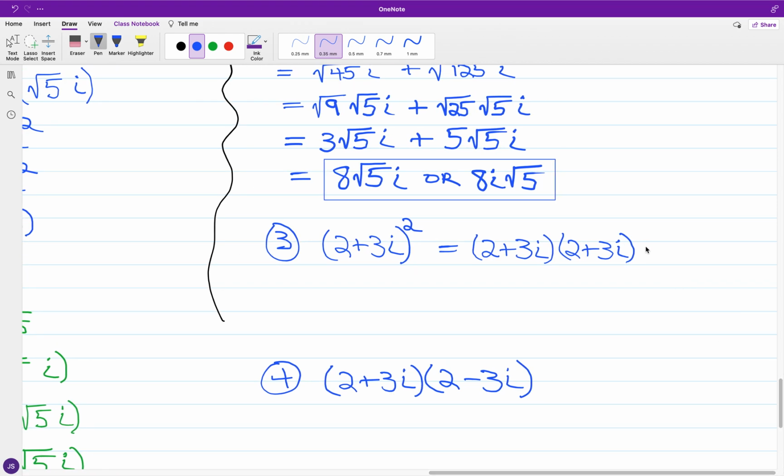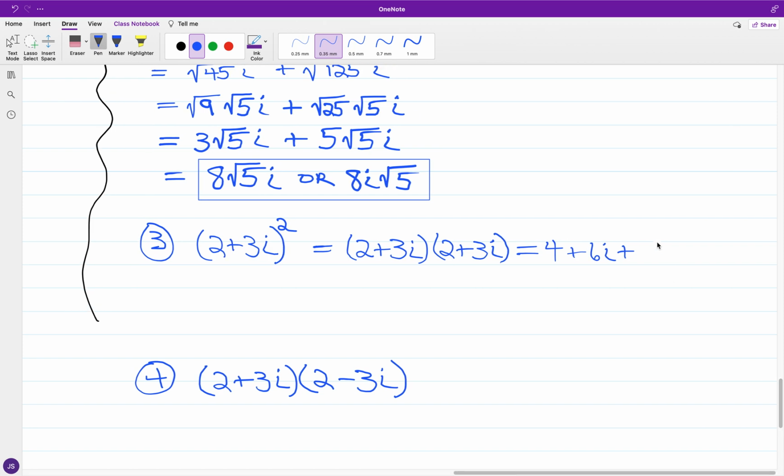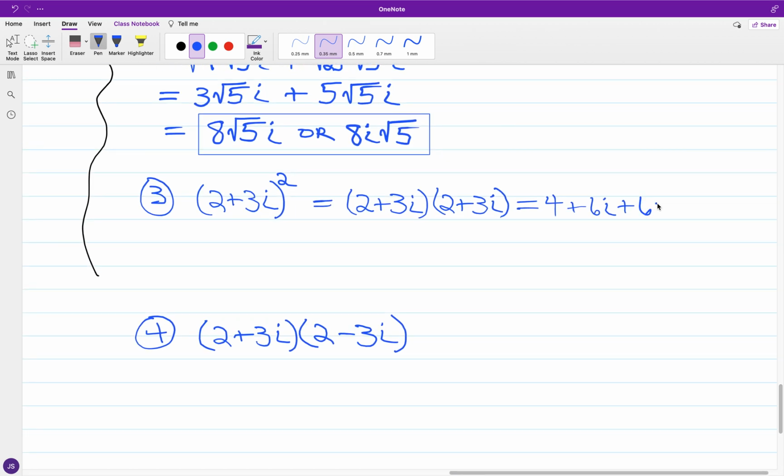And if we look at FOILing out, the first part, you have 2 times 2 is 4. And we've got 2 times 3i is 6i. And we have also in the mix 3i times 2, which is also 6i. And 3i times 3i, so this would be 9i squared. And again, we have i squared is equal to -1.